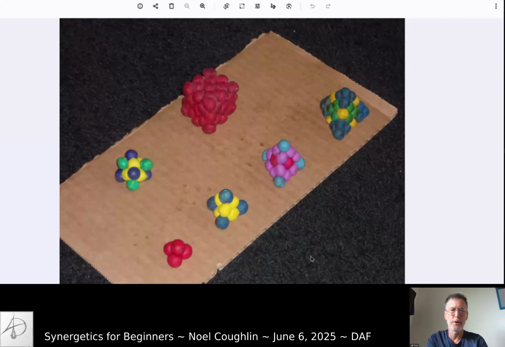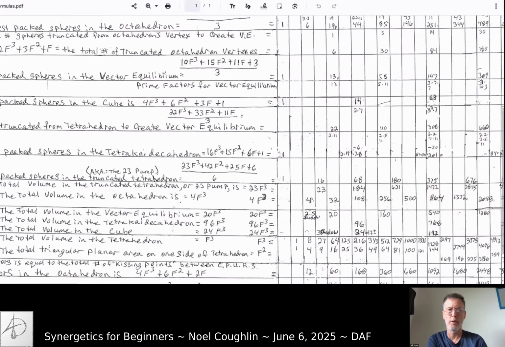In other words, you couldn't take this 3 frequency and truncate it symmetrically and get the vector equilibrium or this 2 frequency octahedron out of it. Just like, it might sound silly, but you can't fractionate this 1 frequency tetrahedron and get anything out of it. So it's by symmetrically fractionating the tetrahedron that you obtain all these closest packed unit radius spheres as a model.